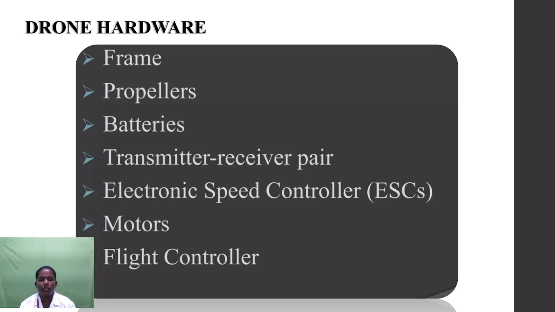So we are using a lightweight frame. And the propellers, what is the purpose we are using the drone for, that depends on how many propellers we need to fix. And batteries also: lithium batteries are lighter compared to nickel batteries. So, transmitter and electronic controller and motors and flight. The control system is responsible for maintaining stable flight.